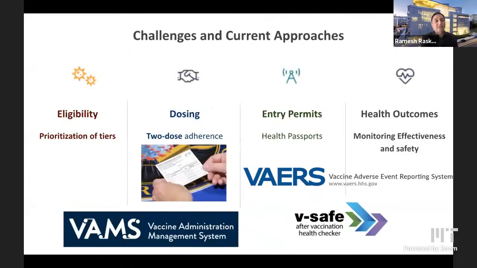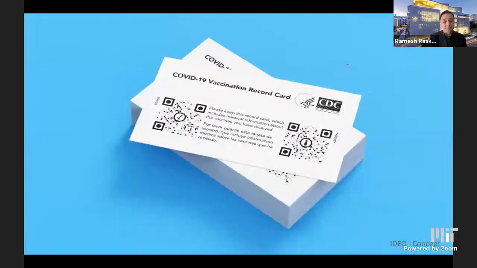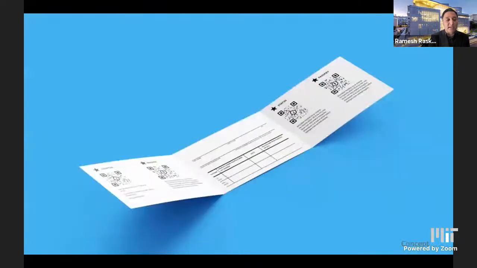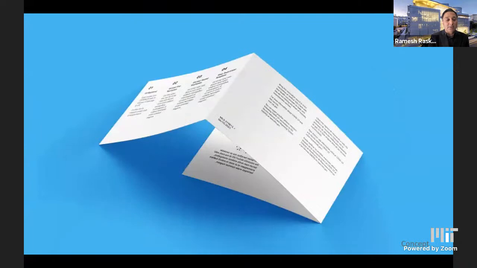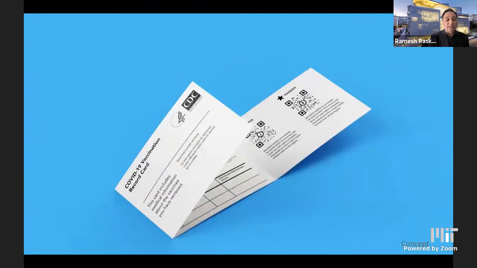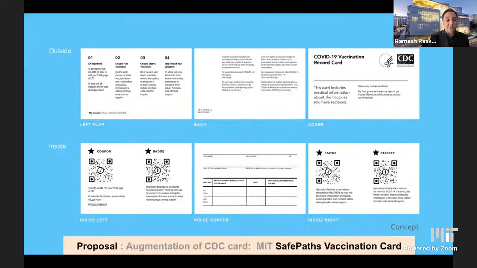So we would like to attack these 4 main challenges in vaccination: eligibility, dosing, health passports, and monitoring of effectiveness and safety, and work alongside some of the state and federal systems for vaccination. So these are some really nice designs by IDEO, and we are working on these designs and incorporating the right level of cryptography, the QR codes, the compressions, and so on.